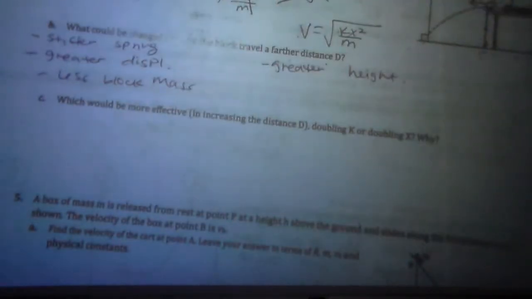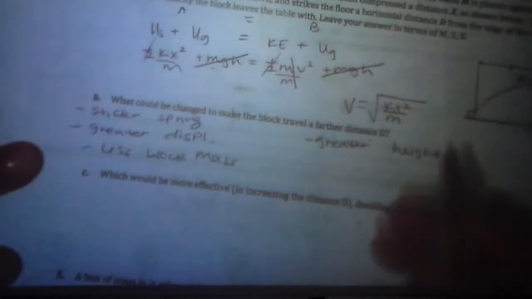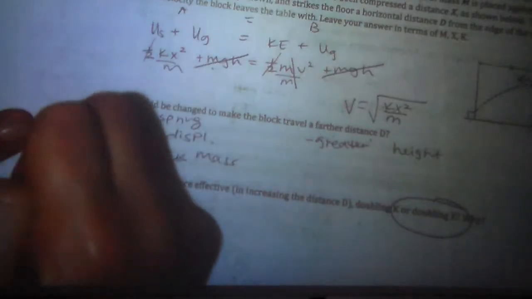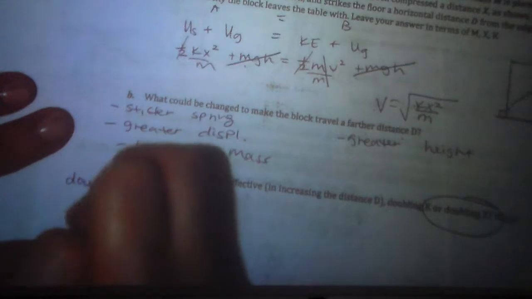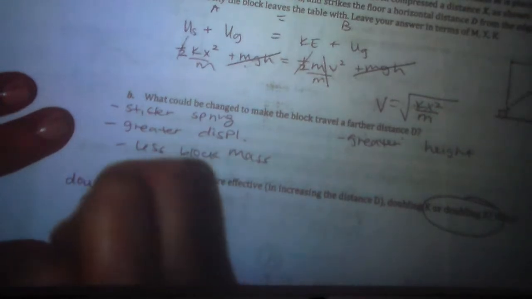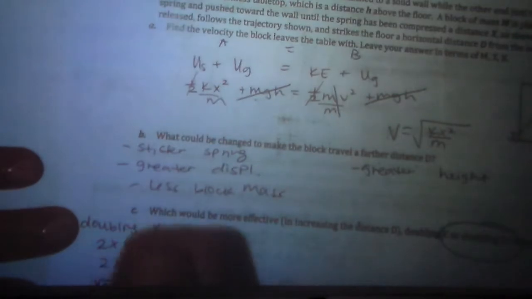Which would be more effective in increasing the distance, doubling k or doubling x? The difference here is that this x has a squared attached to it, so this is going to have more of an effect. Let's think about doubling k. Doubling k is going to mean 2 times the potential energy, which means 2 times the kinetic energy, which when you take the square root to get velocity is root 2 times the velocity.